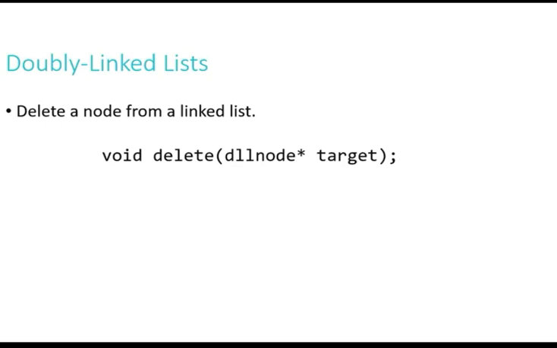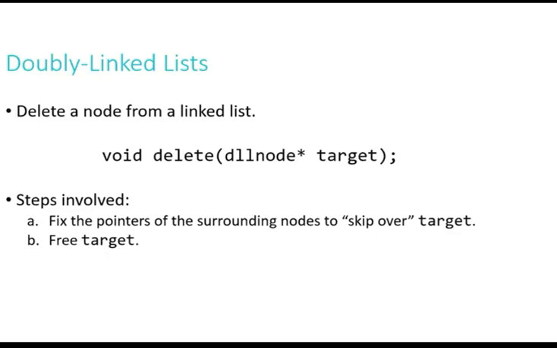It's a lot easier with doubly linked lists. First, it's actually just a couple of things. We just need to fix the surrounding nodes' pointers so that they skip over the node we want to delete, and then we can delete that node.